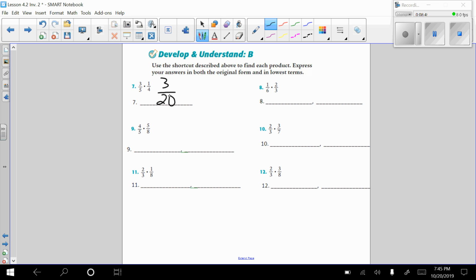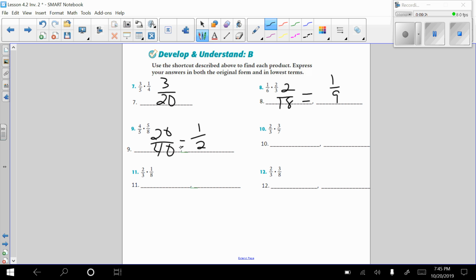Look at number 8. 1/6 times 2/3. Well, 1 times 2 is 2, and 6 times 3 is 18. Well, in this case, I can simplify because I can divide them both by 2 and get 1/9. 4/5 times 5/8. Top times top. 4 times 5 is 20. 5 times 8 is 40. Now simplify. Well, I know that 20 is half of 40, so I can already see that this is going to be equal to 1/2.